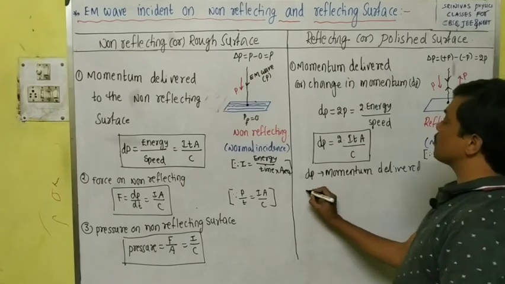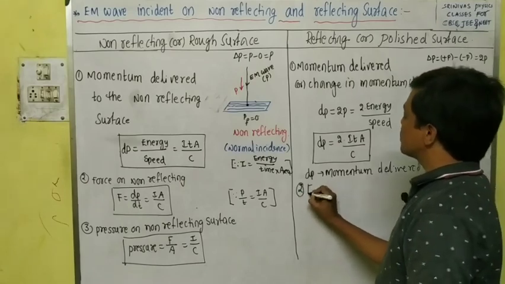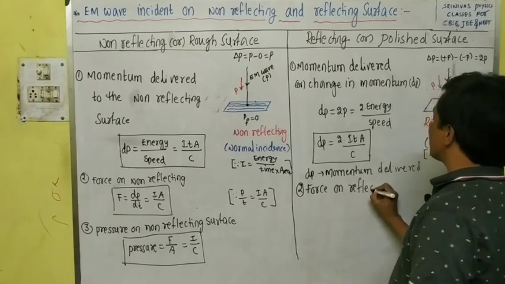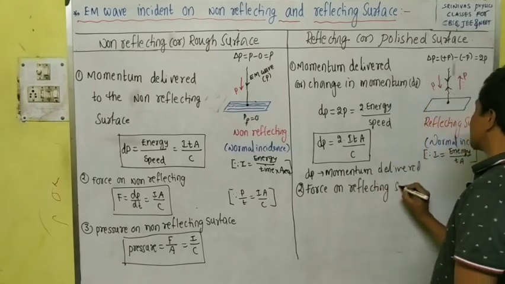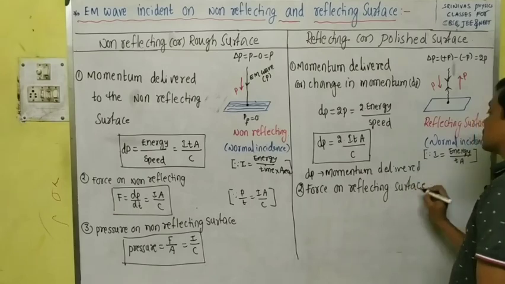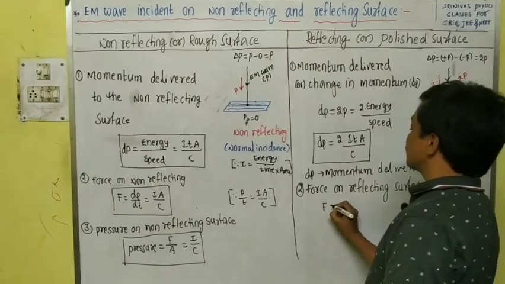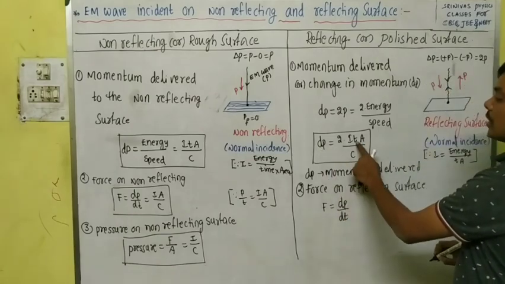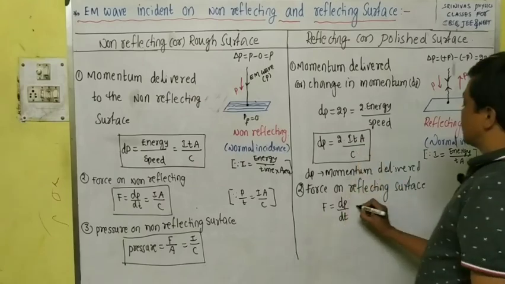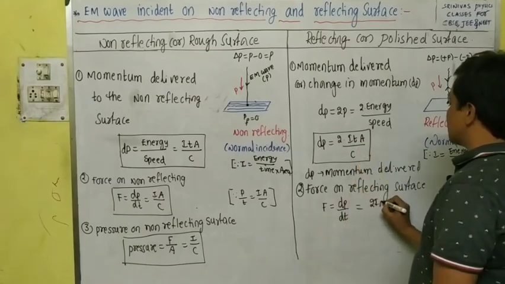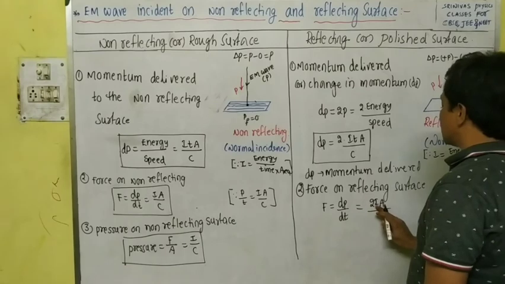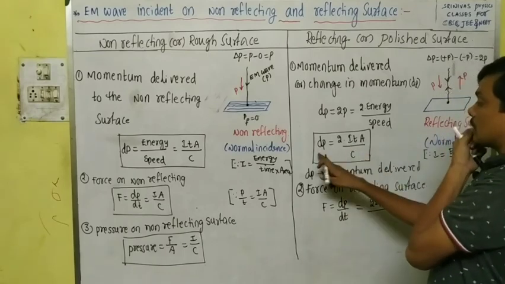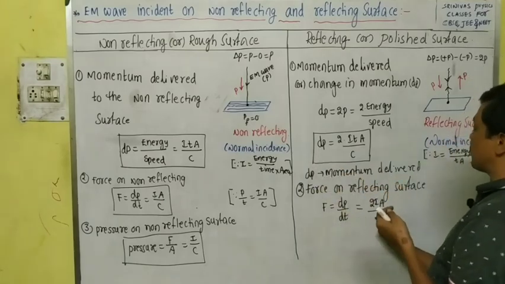And let us go for the second point, the force applied by the EM wave on the reflecting surface. What is the force on the reflecting surface? The force is dp by dt. Here we got dp, and you have to divide this by time. Taking t to the left side, dp by dt, we get the force formula as 2IA by C.